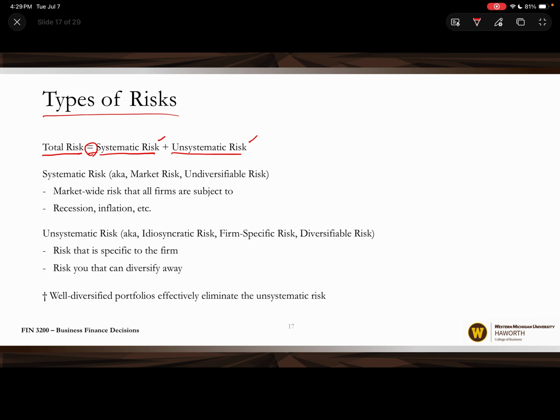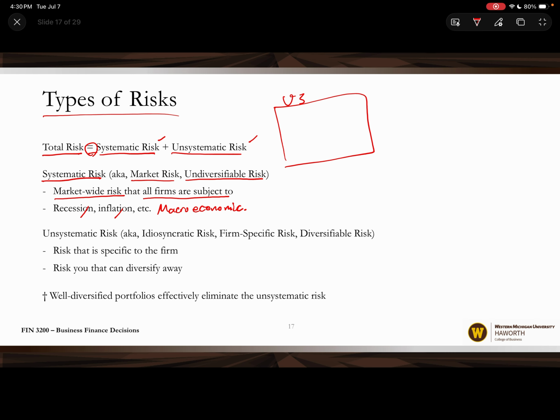So the systematic risk, also known as the market risk or the undiversifiable risk, is the type of risk that all firms are subject to. It's a market-wide risk. Some examples include recessions, inflations, something that's macroeconomic. So if there's a recession, for example, in the US, let's say this is the US firms.